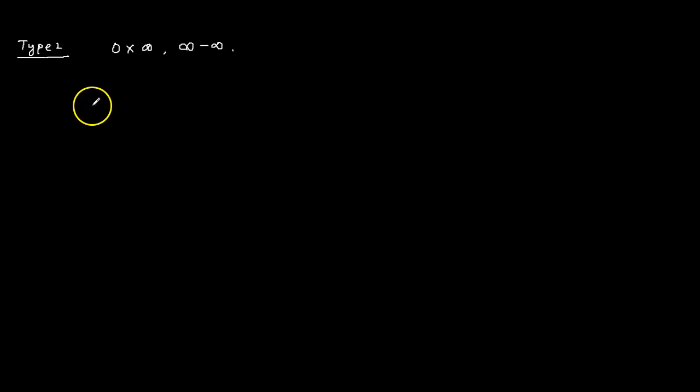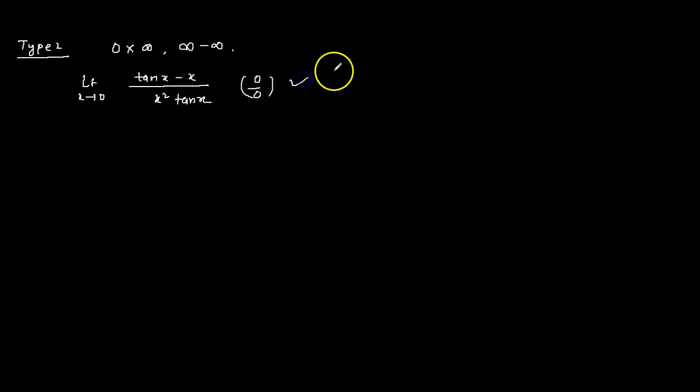Getting? So consider question is given here. Limit of x tends to 0, tan of x minus x by x square tan of x. So put it 0 here. Tan 0 is what? 0. And this is also 0. This is still 0 by 0 form only. You can do it like the same only.